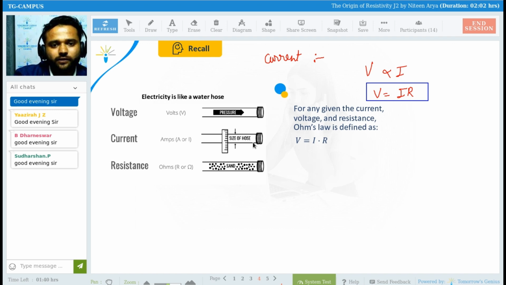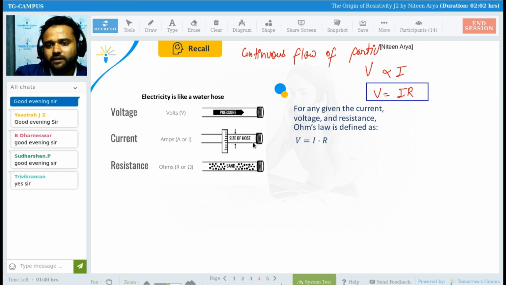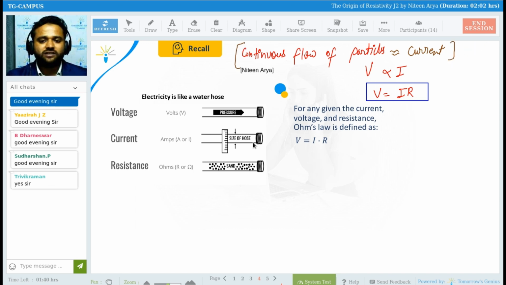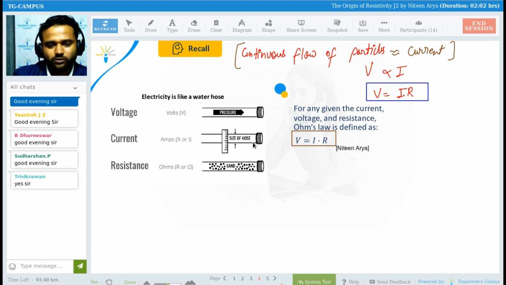Okay, and current, everyone knows, is nothing but the continuous flow of particles. It can be air particles, it can be water particles, it can be charge particles. That is current in general, and for any given current, voltage and resistance, Ohm's law is defined in this way. That is very easy, not to worry about.